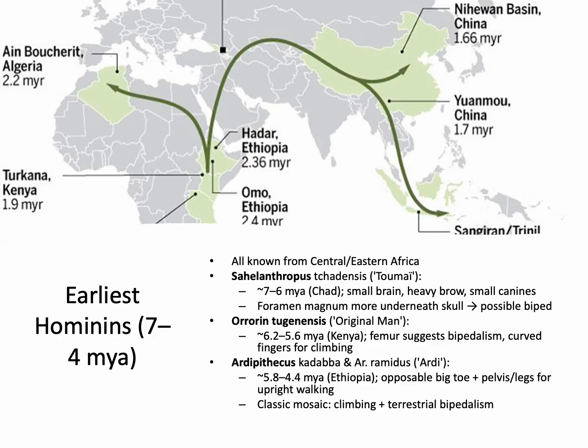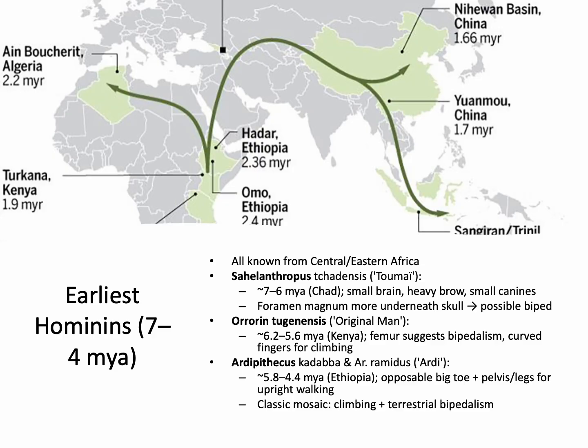Next, we have Orrorin tugenensis, known from the Tugen Hills in Kenya, dating to about 6.2 to 5.6 million years ago. Here, we have fragments of the femur, as well as parts of arms, fingers, and teeth. The femur shows features such as the shape of the neck and the distribution of the cortical bone that are really consistent with bipedal locomotion. At the same time, the curved finger bones look very well suited for climbing.